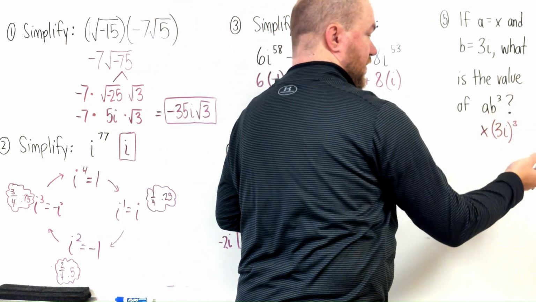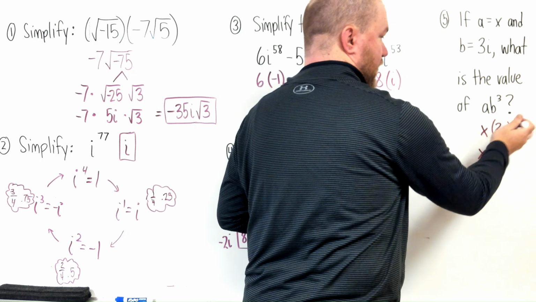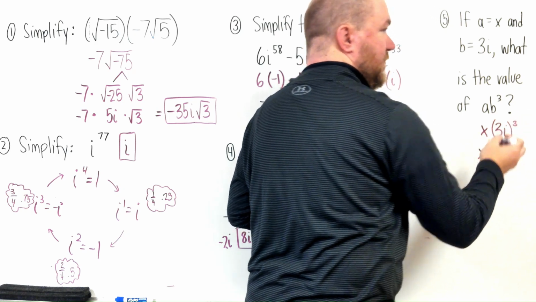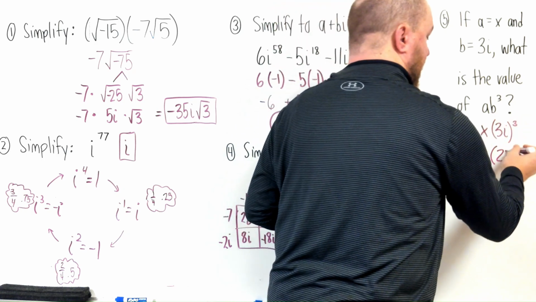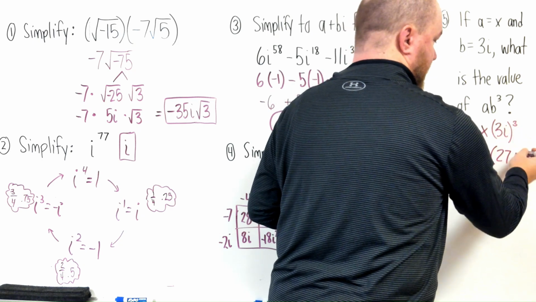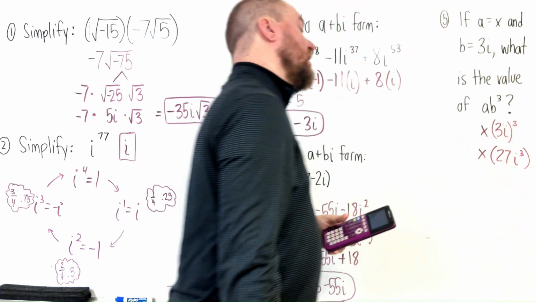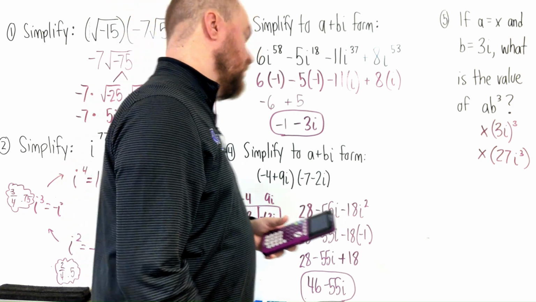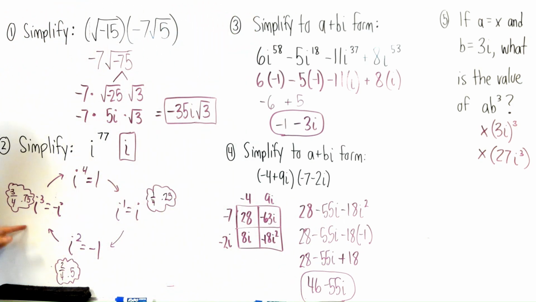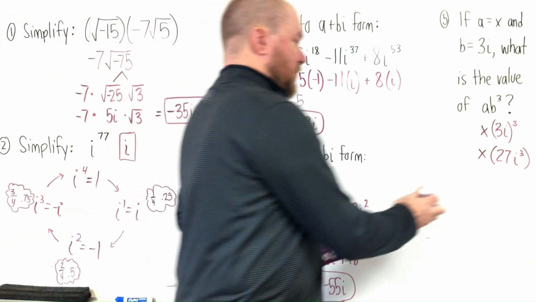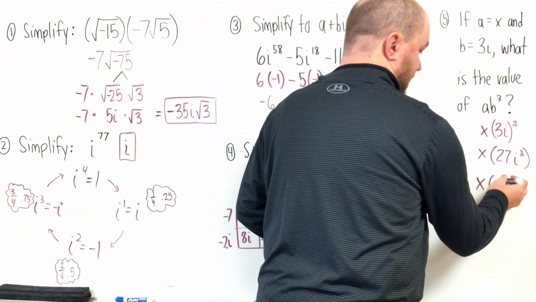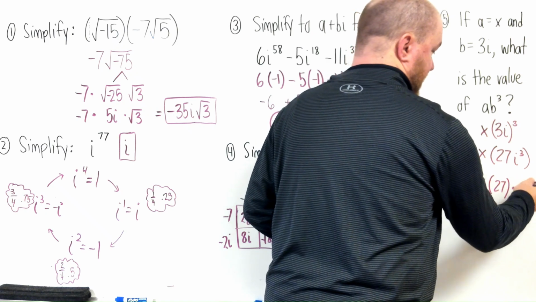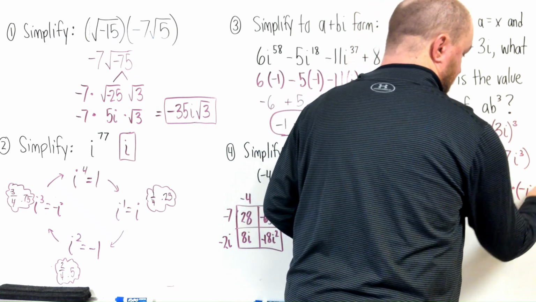Now I just need to do that question. What is 3 to the third power? That's 3 times 3 times 3, that's 27. And what's i to the third? If we use our circle here, i to the third is actually just equal to negative i. So we can change this, x times 27 times negative i.